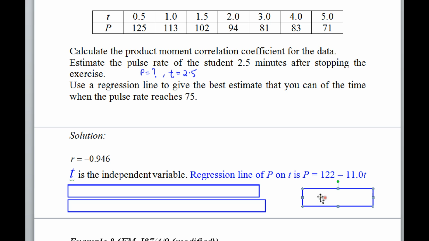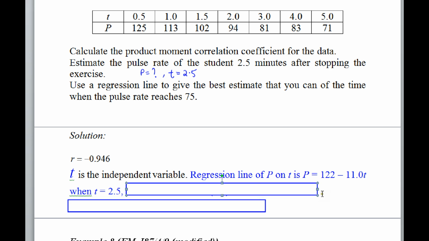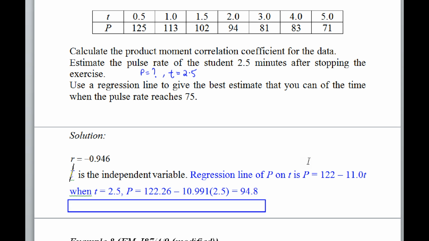Okay, let's verify our answers. I expressed this to 3SF, but in actual fact, when you want to calculate, make sure you give more SF. So if we want to find P when T is 2.5, you just substitute 2.5 in and you will get the value of P. And take note, I give 5SF for calculation because my final answer is required to be 3SF accurate.